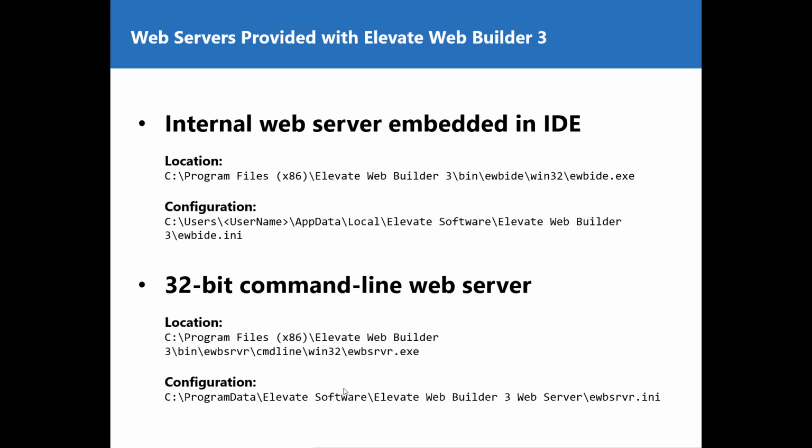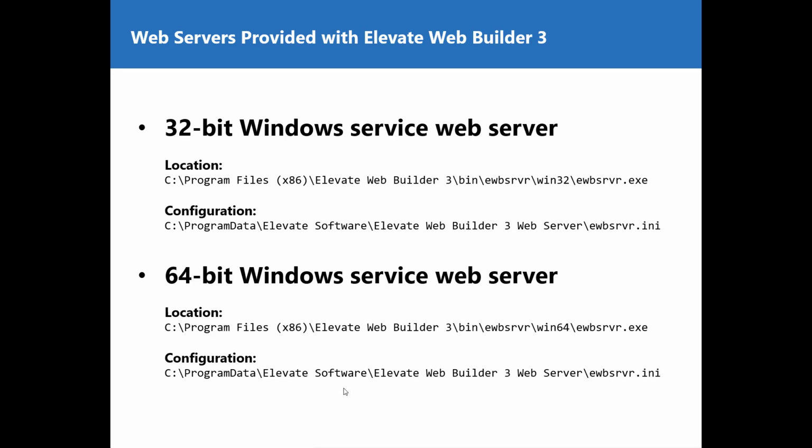In addition to those two, there is also a Windows service that is available in two forms. It's available in a 32-bit form and a 64-bit form, and you can see that these are located in corresponding directories to indicate whether they're Win32 or Win64. Both of them also use that standard program data folder location for the ewbsrvr.ini file. That is the standard location for that. That's where the server binaries will look for that configuration data. All right, moving on.